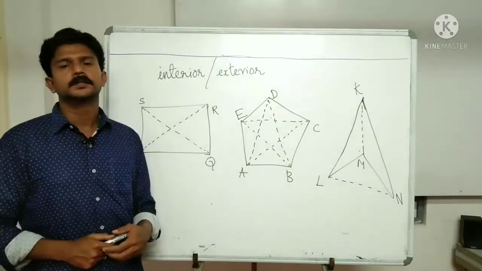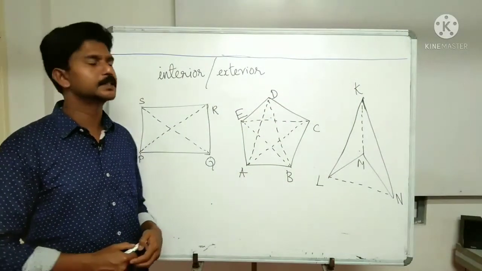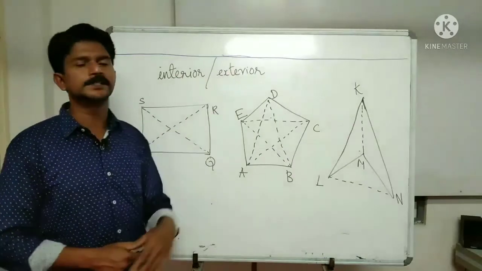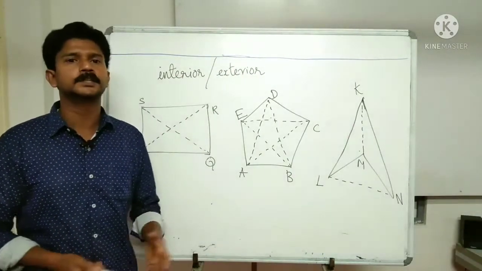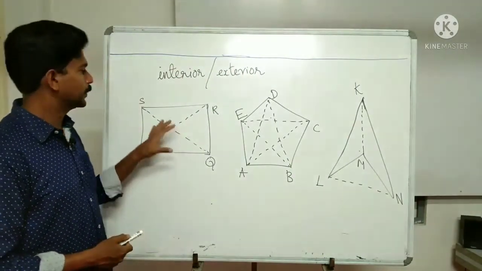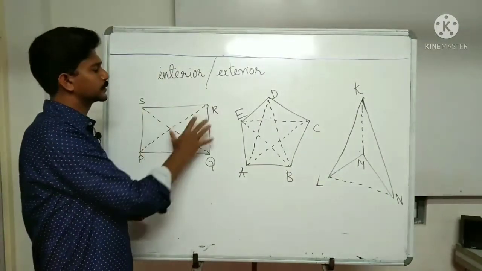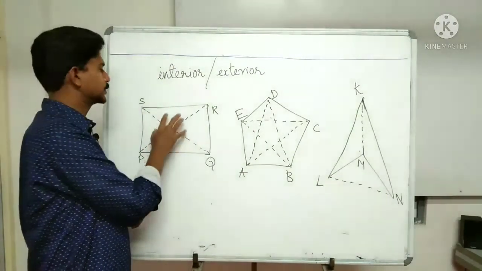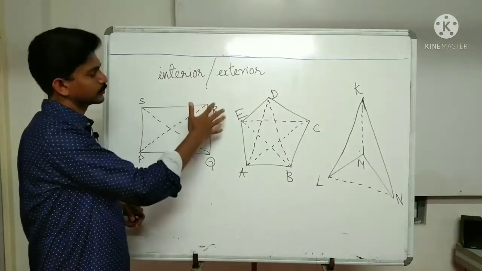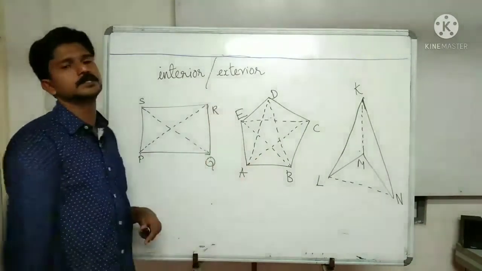Okay, dear students, let us understand the words interior and exterior. You know about it, interior and exterior. Of a polygon, the region inside the closed curve is called the interior. So this is interior. Then outside the boundary line, it is called the exterior.